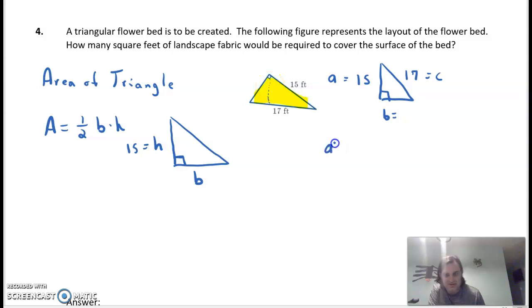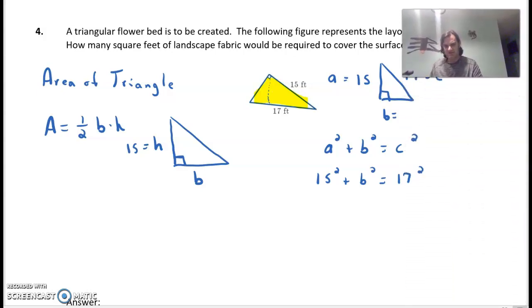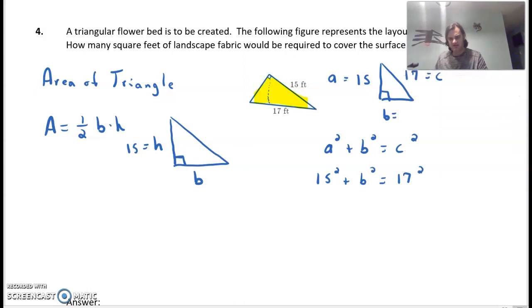But I'm going to use the a squared plus b squared equals c squared again. So I'll have 15 squared plus b squared, since that's the one I don't know. C is the longest side, so c squared. Let's move me up top out of the way. I'm just kind of hanging out down there, getting in the way.